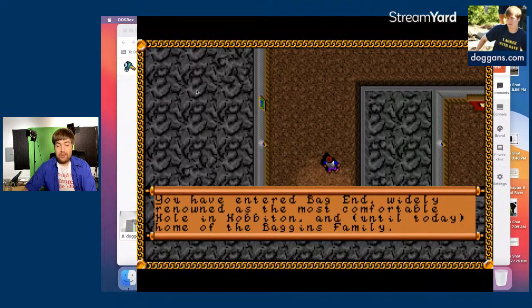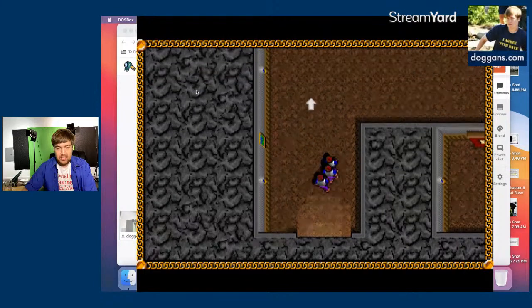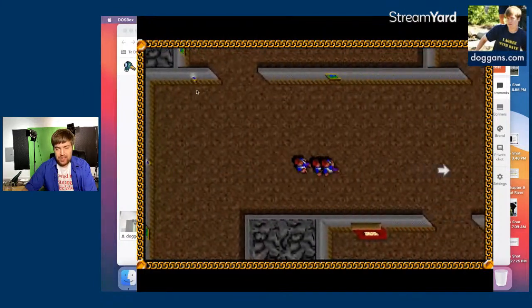All right. You have entered Bag End, widely renowned as the most comfortable hole in Hobbiton, and, until today, home of the Baggins family. Well, I mean, it's still the Baggins family, just the Sackville side of it.